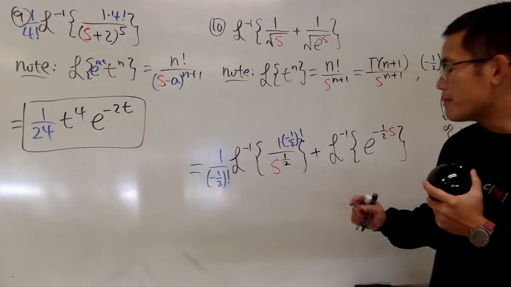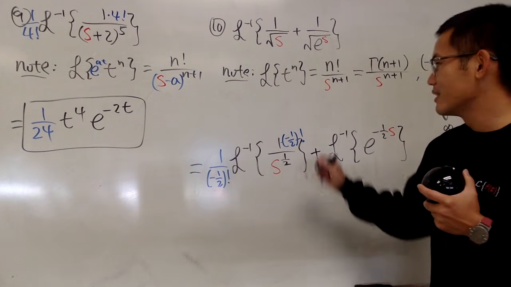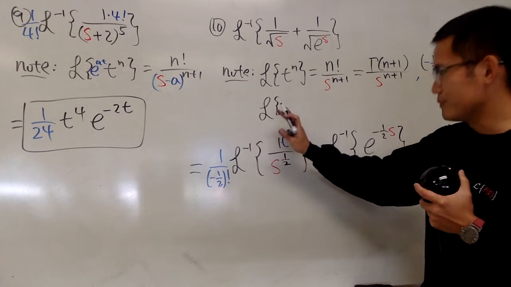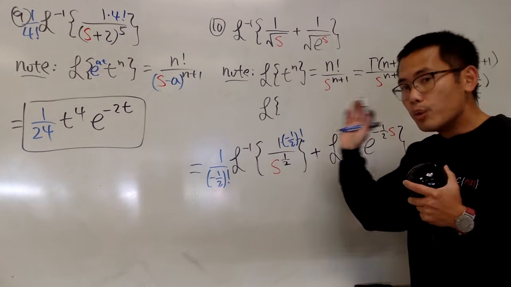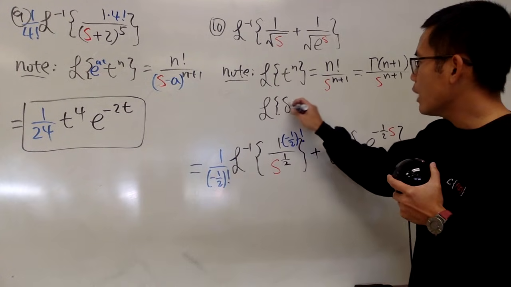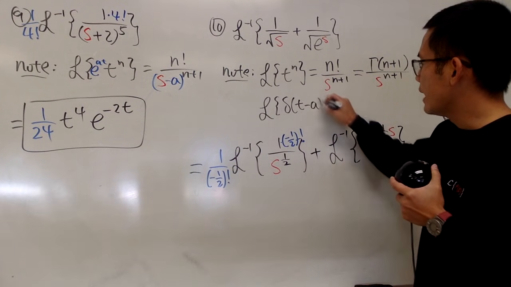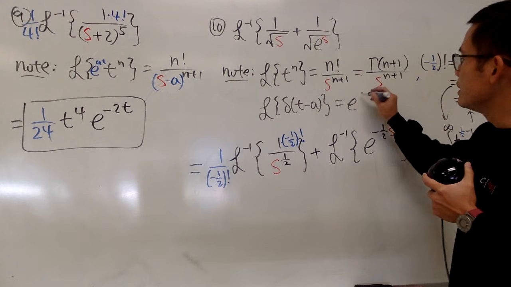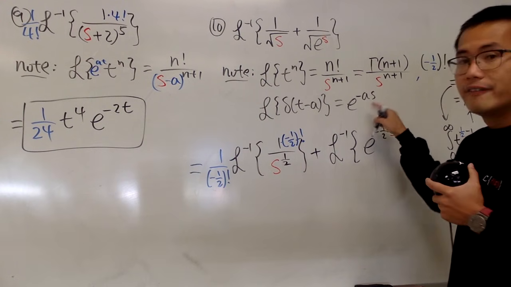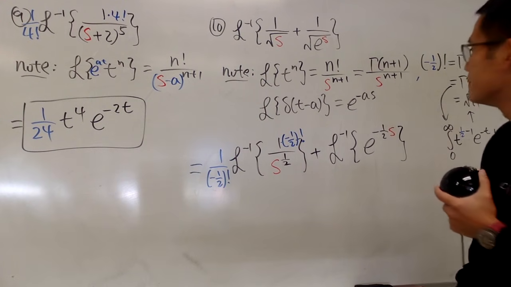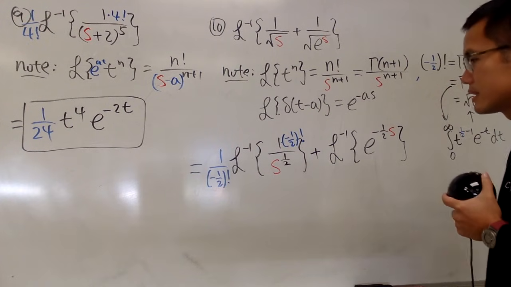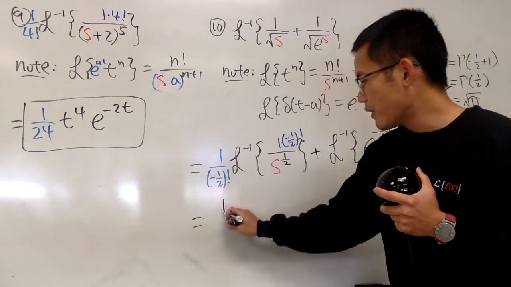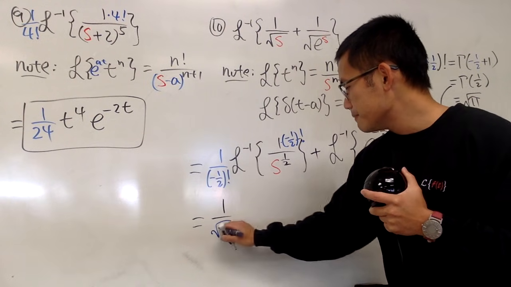This right here, we have to remember the delta function. Remember, when we have the original, let me write down the original. When we have the original Laplace of delta t minus a, this gives you e to the negative as. Very, very nice, right? So you just have to go backwards. Now we are all done. Let me just write down the answer. Here is 1 over square root of pi.